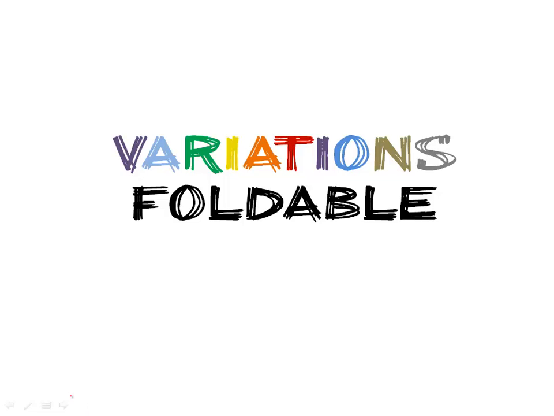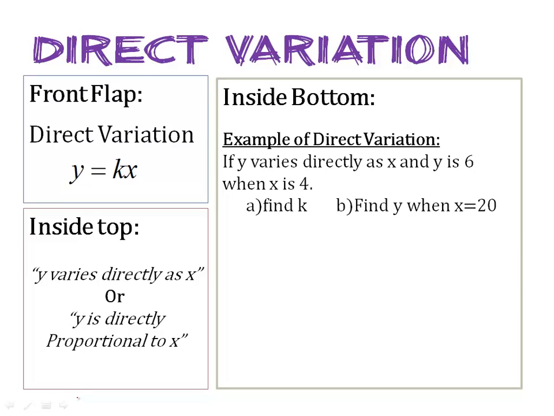This video is about the different types of variations, and we are filling out a foldable that we made in class. So the first variation is called a direct variation. On the front flap of the first fourth of your paper, you're going to write direct variation, and here's the equation. It's y equals k times x.